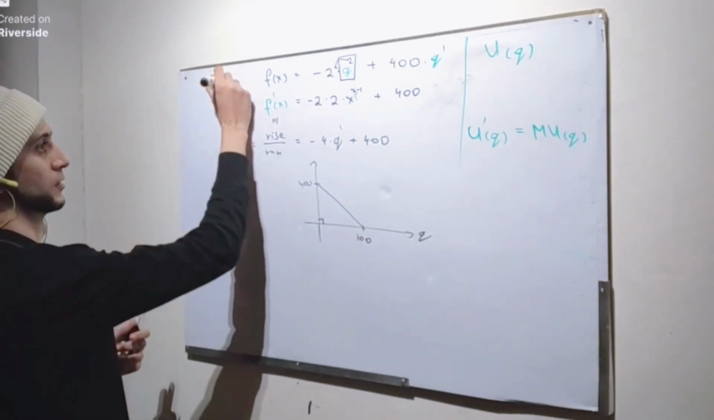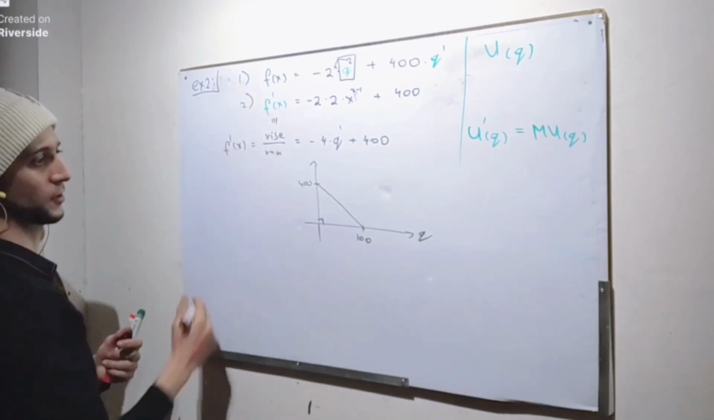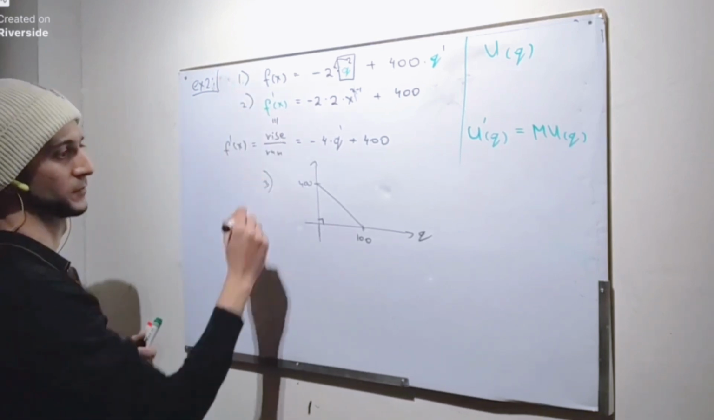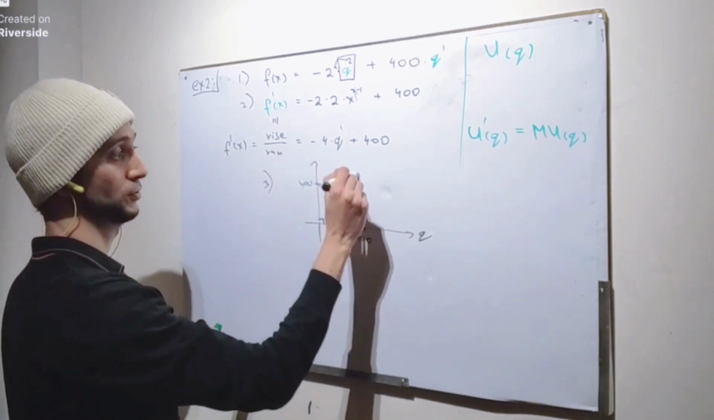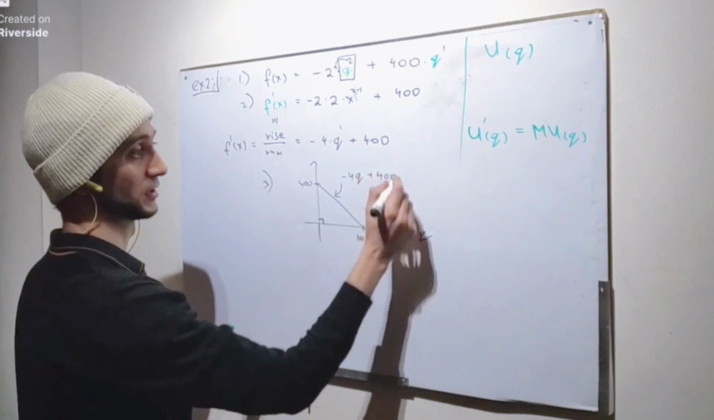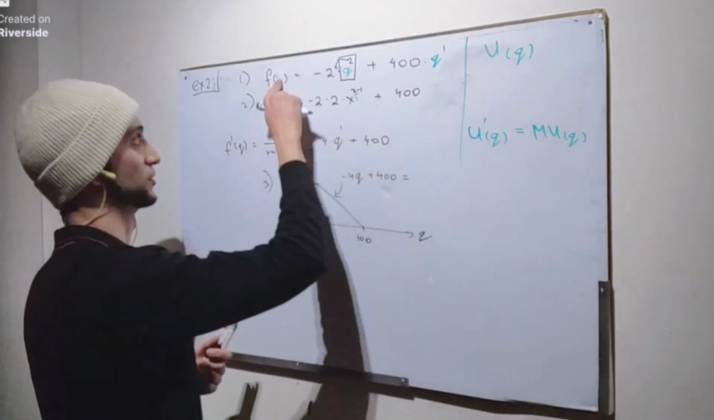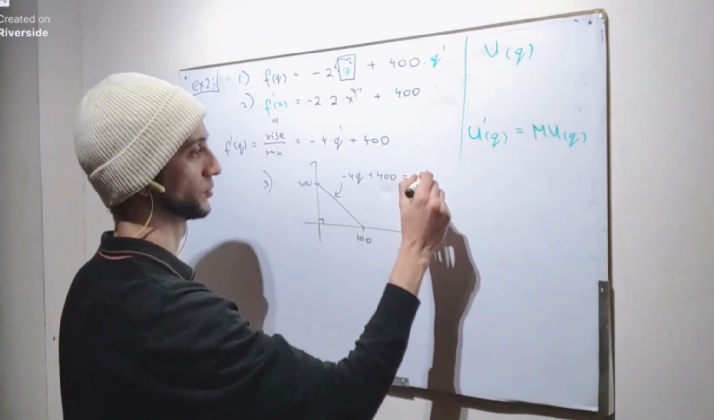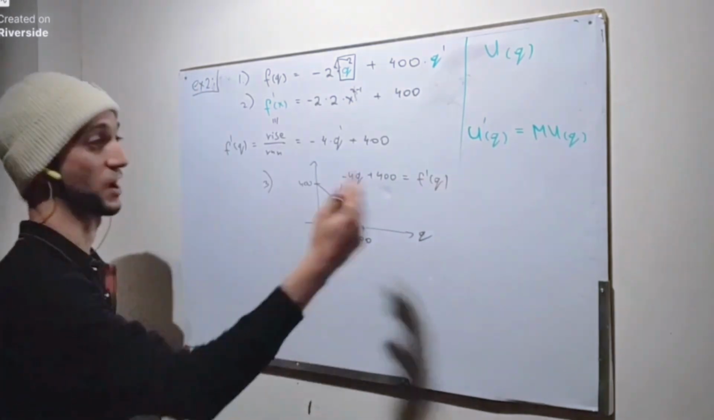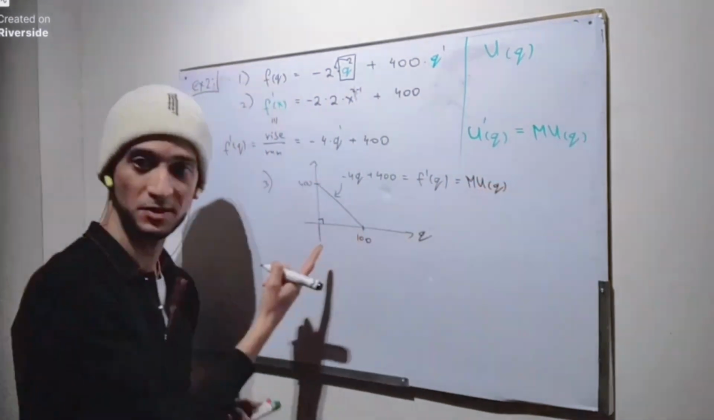Let me do this. First stage, we found the derivative. Then we drew the picture of the derivative. This is, by the way, the derivative. This is the expression of minus 4q plus 400. Let's call it f prime q. We had our f of q, that was our utility function, and now it's f prime q. Actually we have a name for it, marginal utility. That becomes marginal utility.